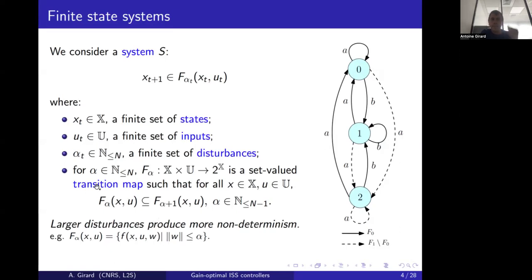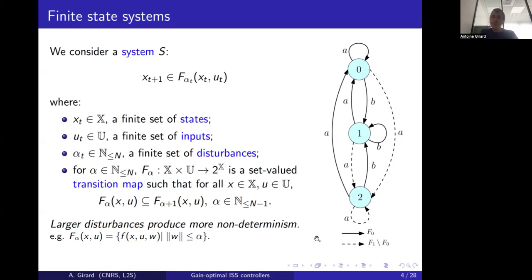To get an intuition why we make this assumption and what can be represented with it, imagine that you have an equation, not an inclusion, x_{t+1} equal to f(x, u, w), where w is a disturbance vector. Then you can define f_alpha(x, u) as the set of f(x, u, w) such that the norm of the disturbance is less than alpha. If you embed this system in a set-valued map, then this set-valued map will satisfy the monotonicity property. So it's a quite natural property to assume for the disturbance.